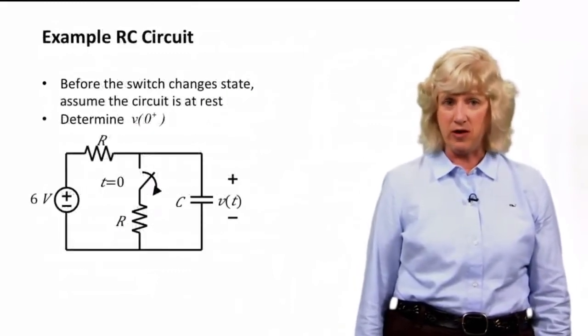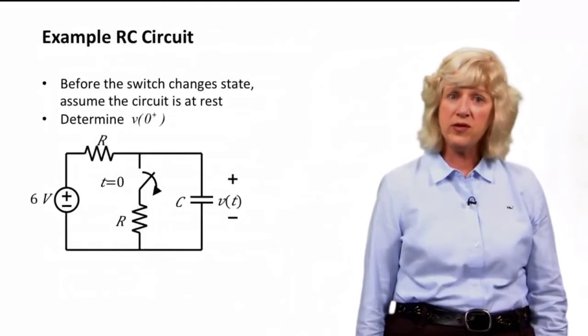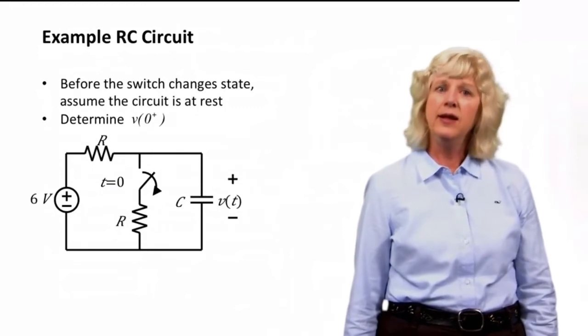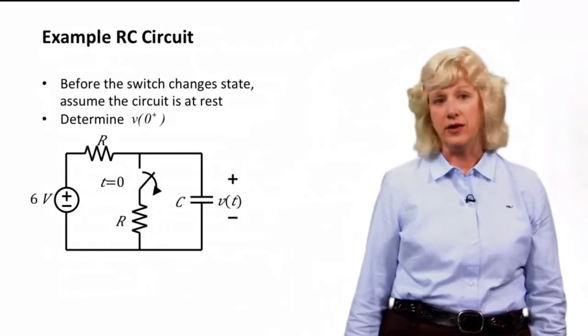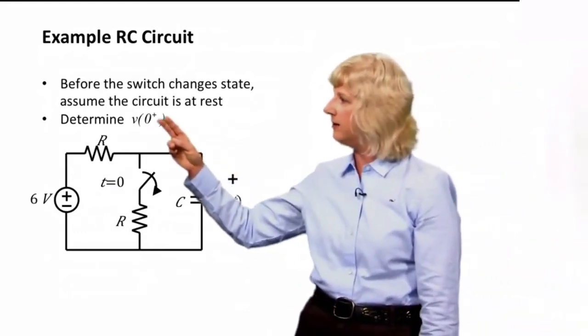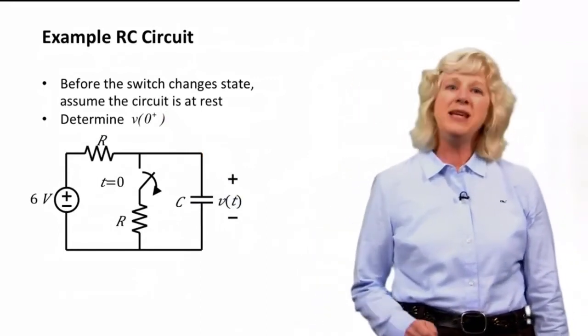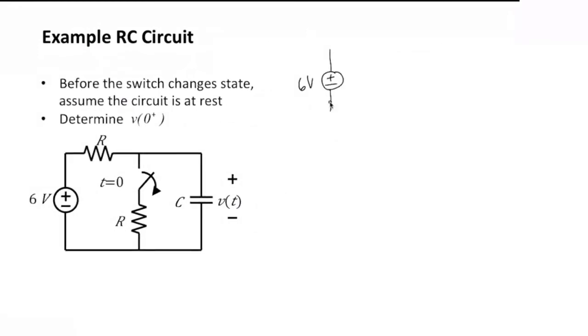Here's an example of an RC circuit with a single pole, single throw switch. Before the switch changes state, assume that this circuit is at rest and calculate V, the voltage across the capacitor, at time t equals 0 plus. The superscript plus means that it's the time immediately after the switch changes state. And then we are also told that this circuit is in DC steady state conditions at that time.